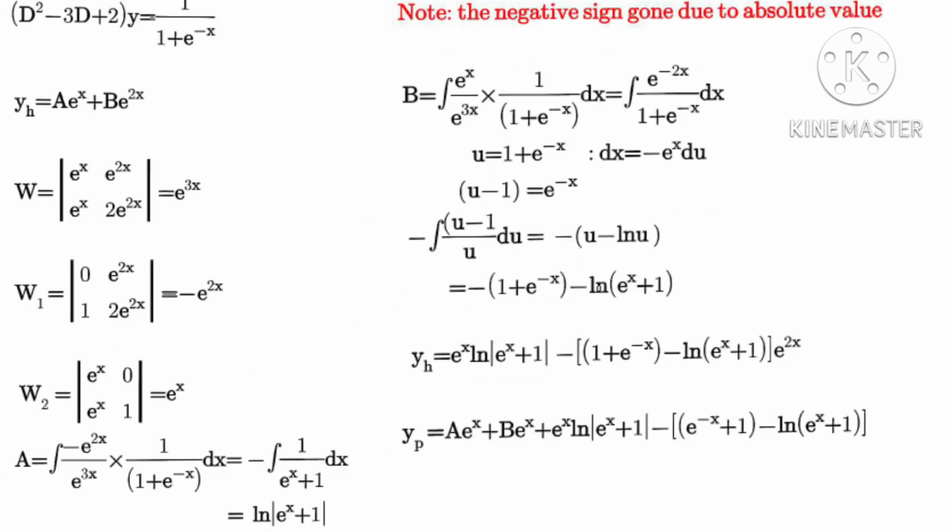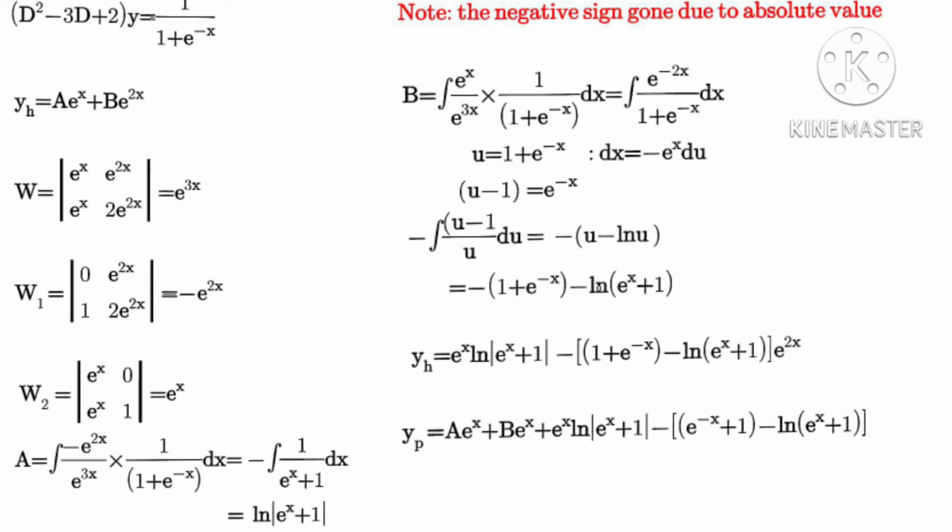Alright, so we move to example 3. Example 3 says D squared minus 3D plus 2, all y, equals to 1 over 1 plus e to the minus x. So we have a homogeneous solution to be a e^x plus b e^2x. Then our Wronskian to be e raised to power 3x. Our w1 to be 0, 1, e raised to power 2x, 2 e raised to power 2x. w2 to be e^x, 0, 1. We have it to be equals to e raised to power x.